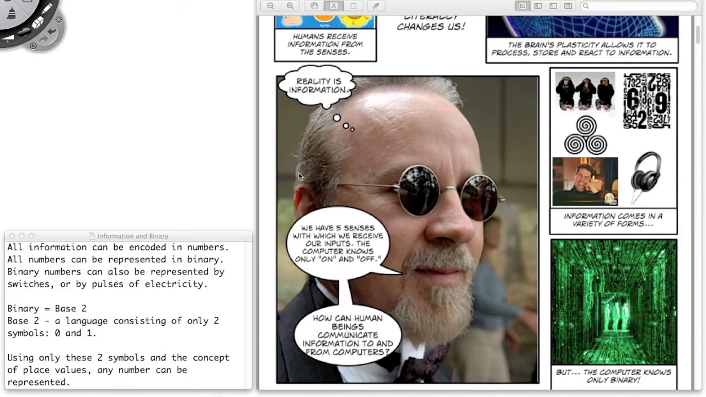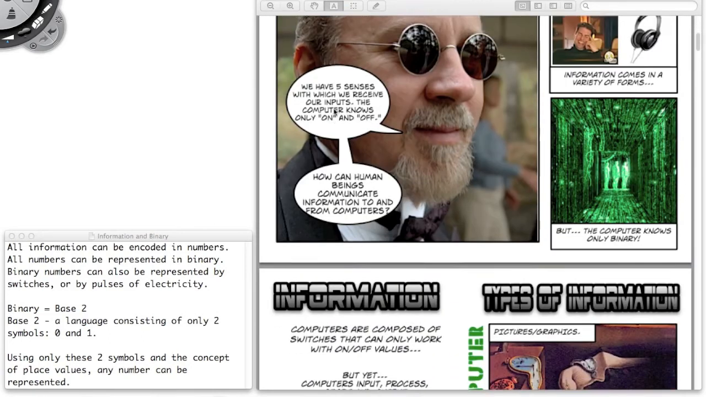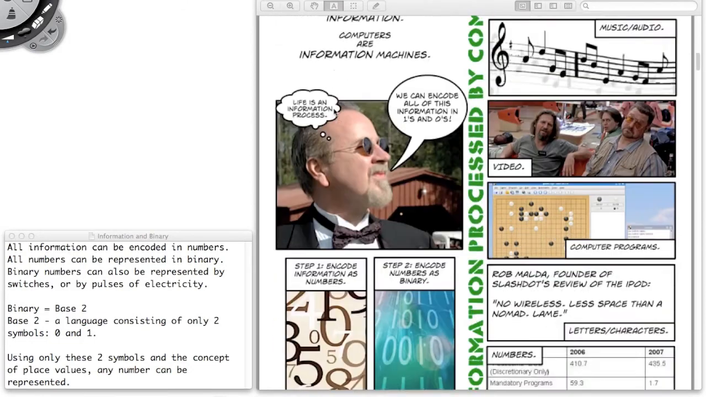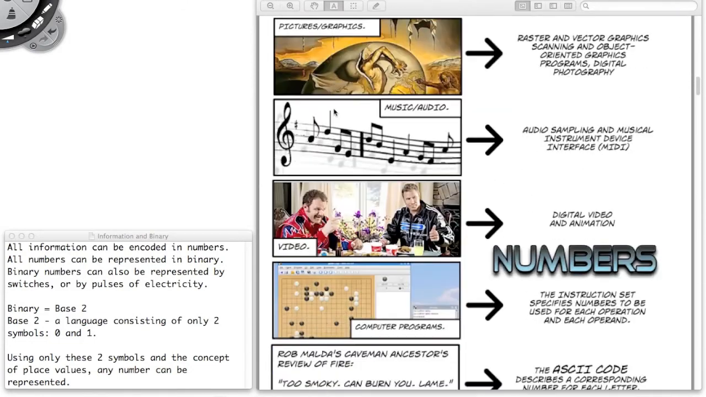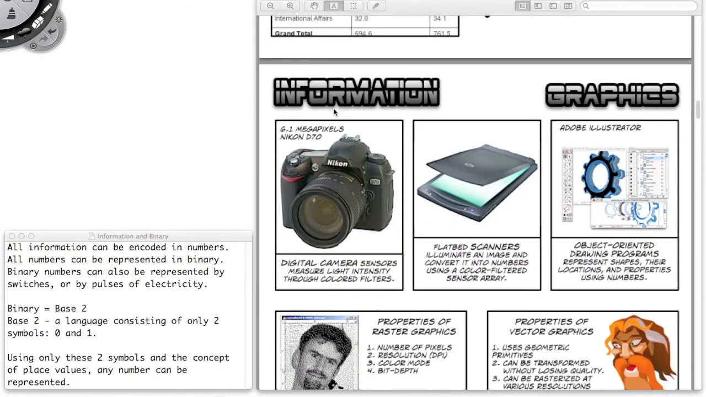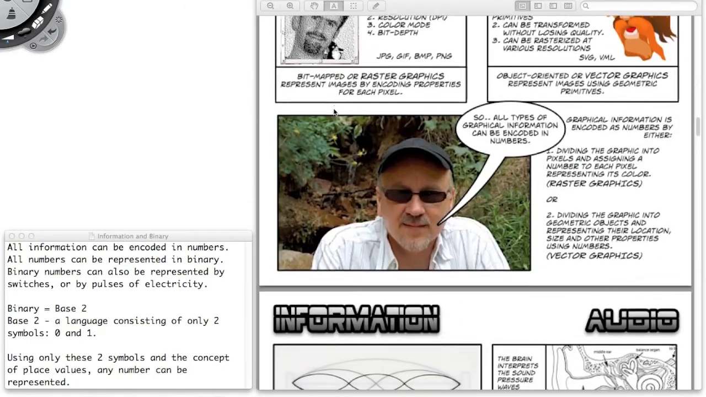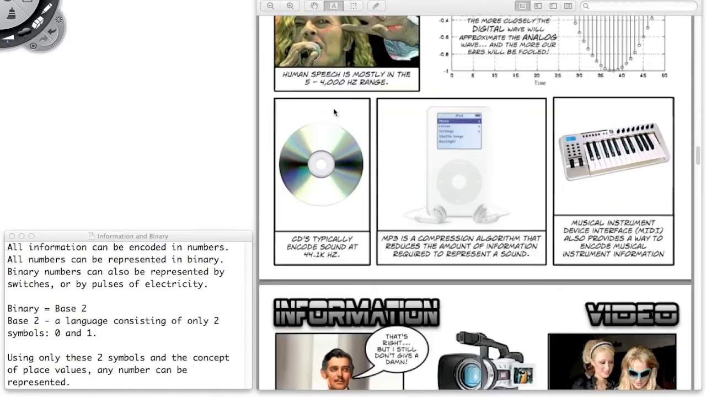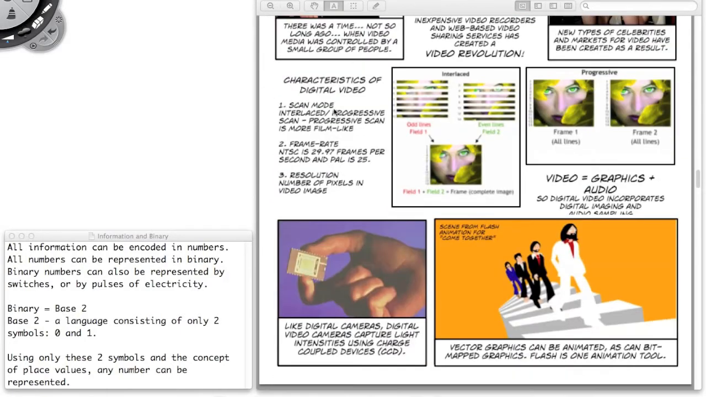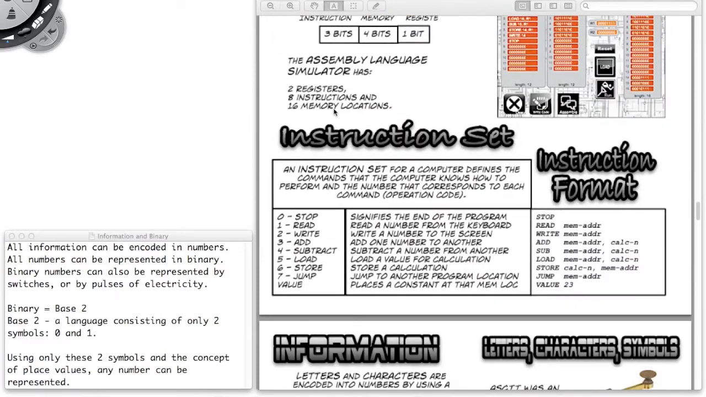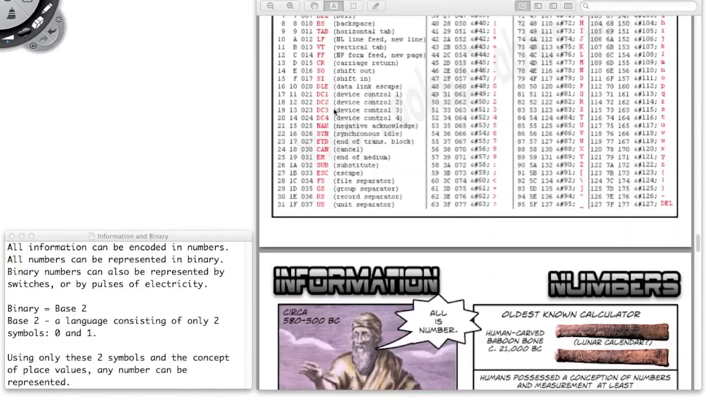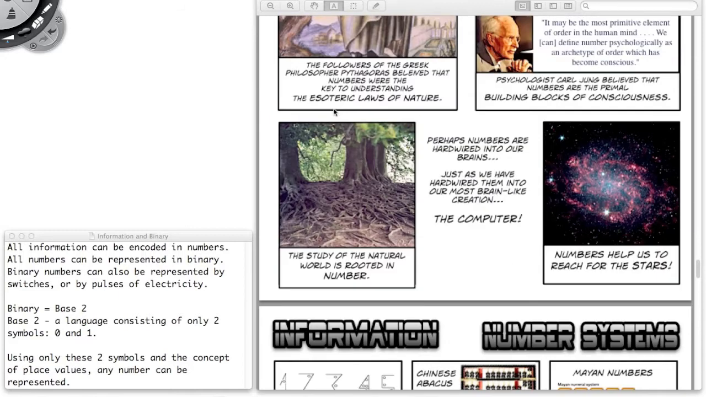The first part of this comic textbook chapter begins with talking about information and how information can be encoded as numbers. I'm going to skip past that part and really move on to just discussing binary. It's assumed that if you're taking this class, you've already gone through this part that talks about how all different types of information can be encoded as numbers. Graphics, audio, video, software, letters, numbers, everything can be encoded as numbers.